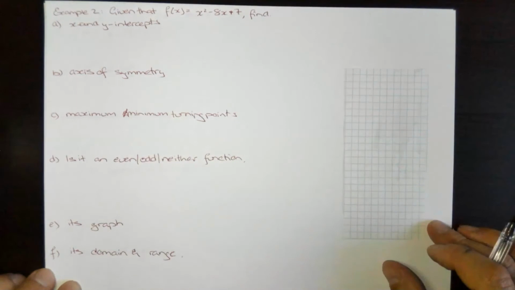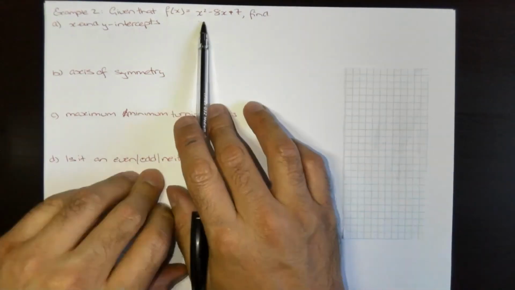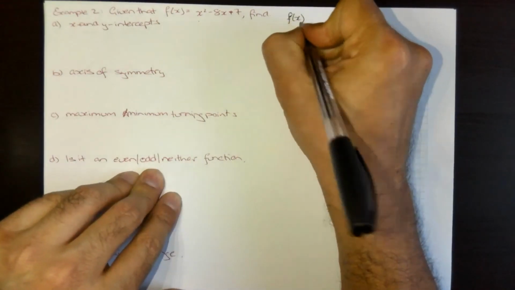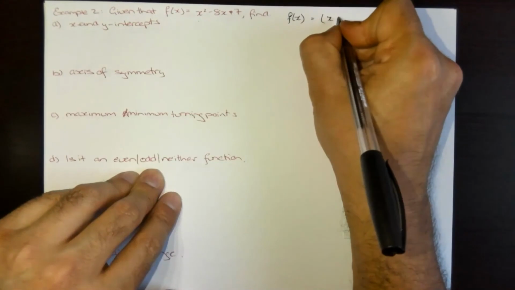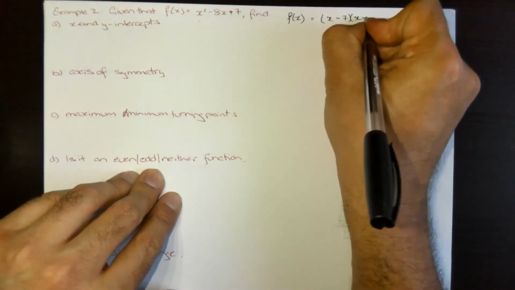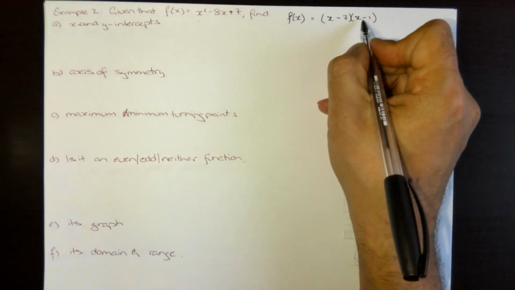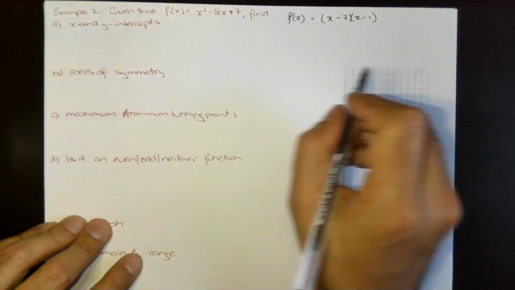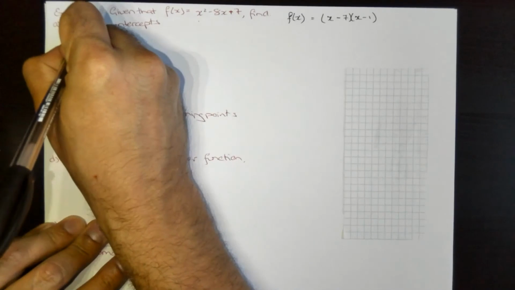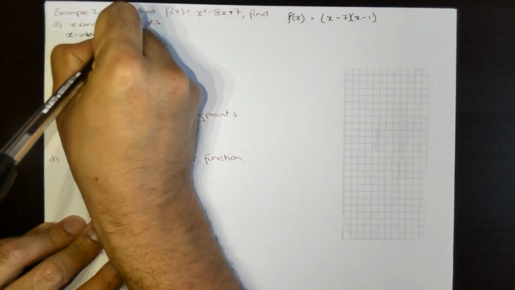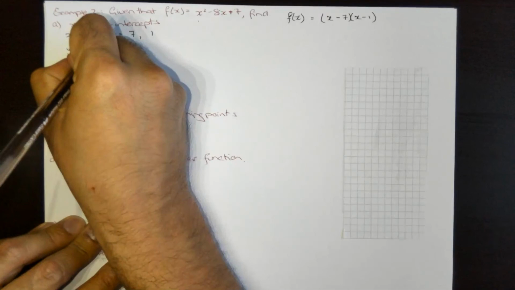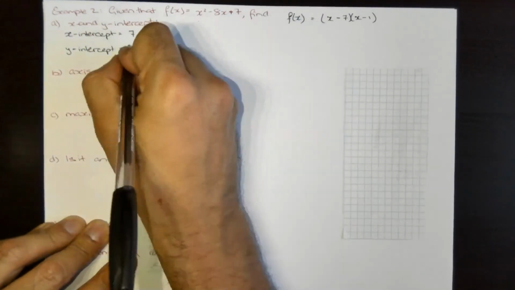Okay. Example 2. Here we have x squared minus 8x plus 7. I'm going to factorize it first. So that is x minus 7, x minus 1, as -7 times -1 makes +7, but -7 minus 1 makes -8. So the x-intercepts, I can tell from my factored form, are 7 and 1. And my y-intercept, I can tell from this form, is going to be +7.